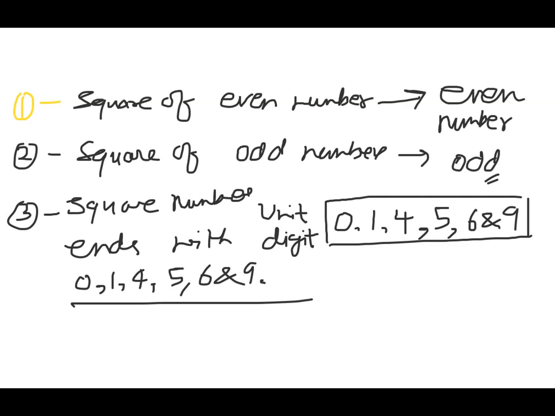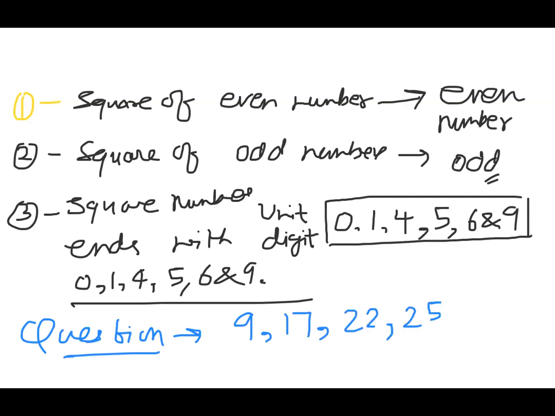So you see, if I ask you to find which of the numbers are square or not, here is a question for you. Out of 9, 17, 22, 25, 81, 100, 1000, and 83, tell me which of the numbers given in the question are perfect squares, are square numbers.